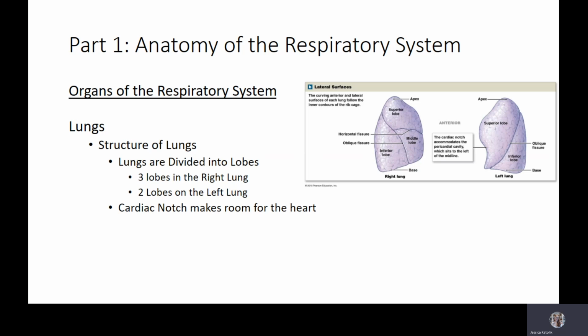Just a little bit on the lungs. What we're going to do is go from the tiny microscopic and zoom out into the gross anatomy of the lungs. Just some things that I want you to know about the lungs is the lungs are divided into lobes. The right lung has 3 lobes, the superior, middle, and inferior lobe, while the left lung only has 2 lobes. The left lung has to be a little bit smaller because it has to have the cardiac notch that will accommodate the heart.